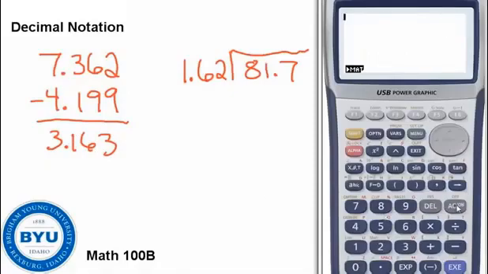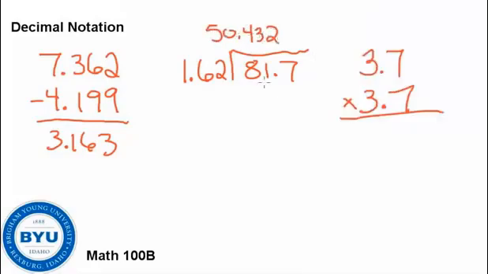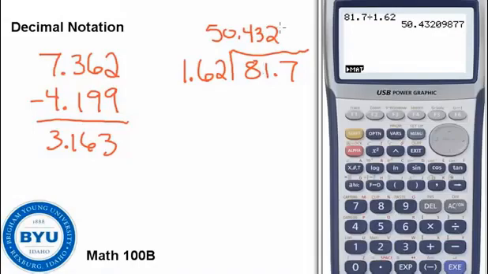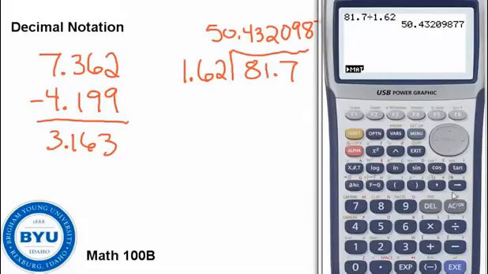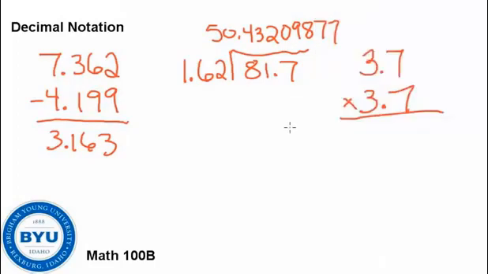Let's look at this one. Here on this problem, we'd want to do 81.7 divided by 1.62. Make sure you did that in the right order. We would do the number in the box divided by the number on the outside, and we get this number here. Woo, that's a pretty number. Let's go ahead and write that out. 5432, I'm going to write the whole thing out. 09877. I'm going to use this for our next example. And 3.7 times 3.7, that comes out to be 13.69. Great, how'd you do?